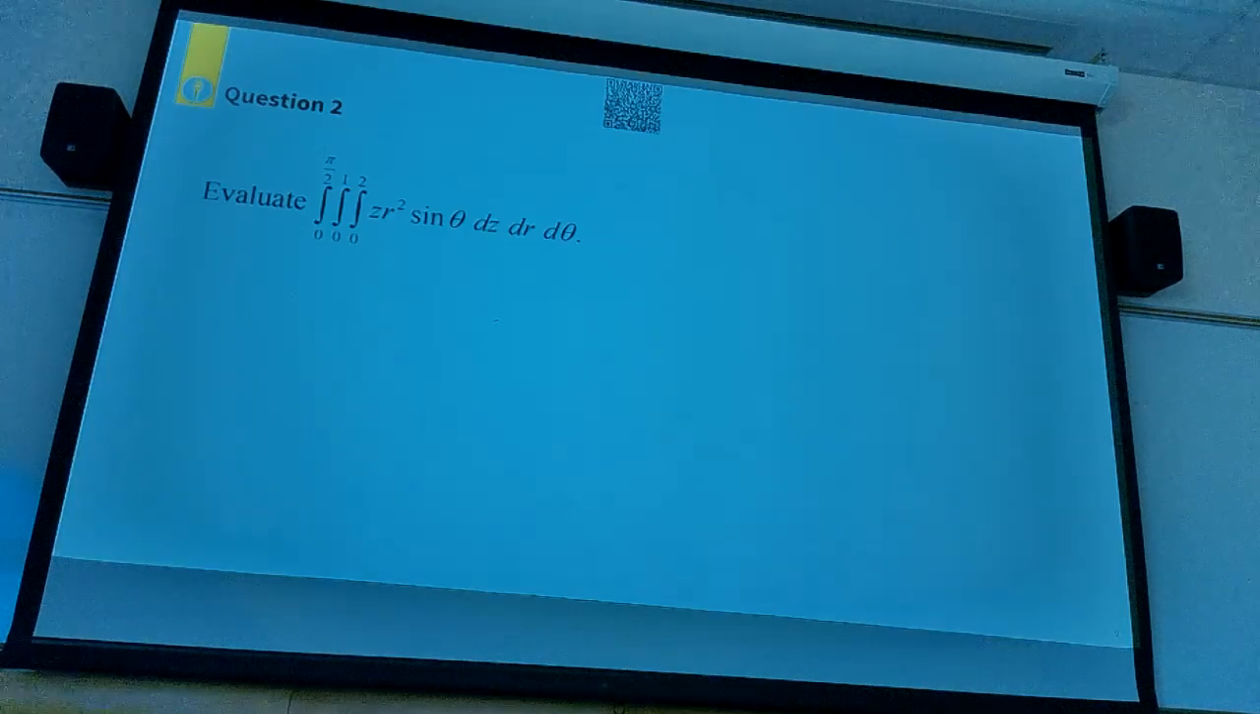Which would be better to do first? Maybe get rid of that sine theta. So just integrate sine of theta from 0 to pi over 2 first. That should be 1. Negative cosine theta is your antiderivative. Cosine of pi over 2 is 0, cosine of 0 is 1, so you get negative 0 minus 1. Break that out.